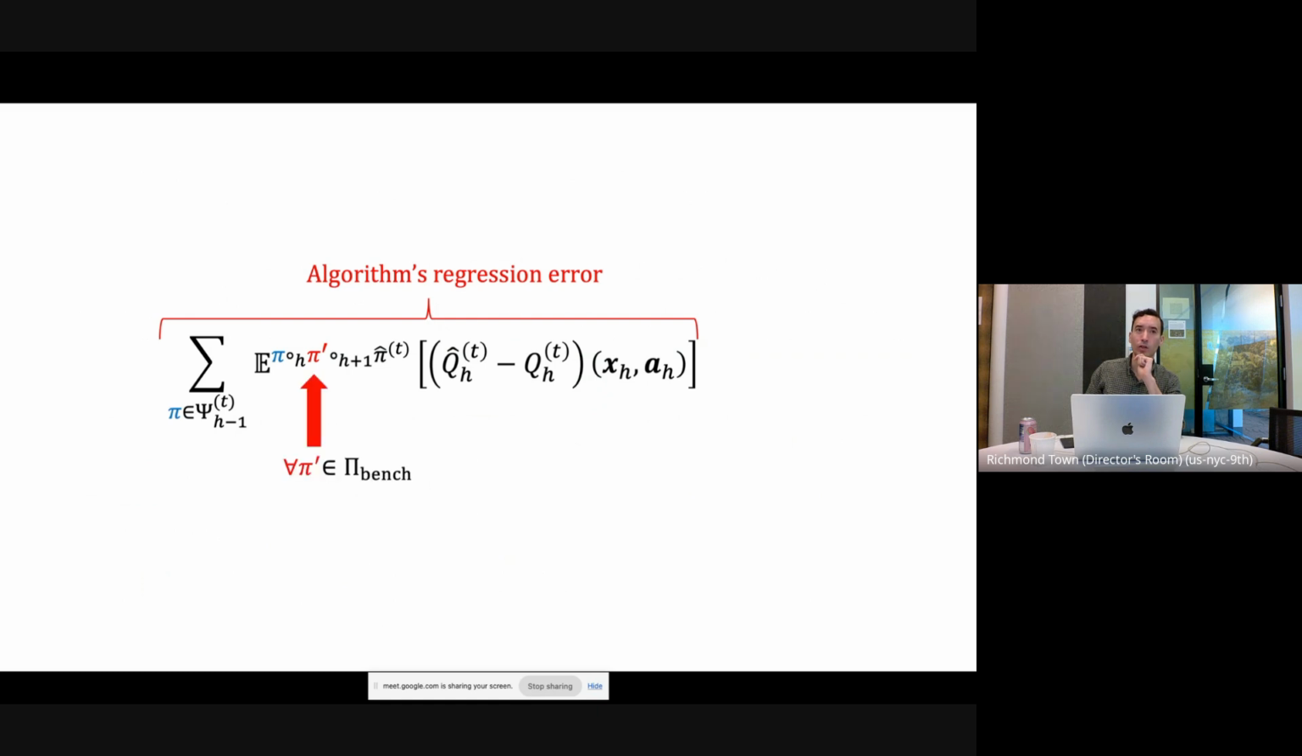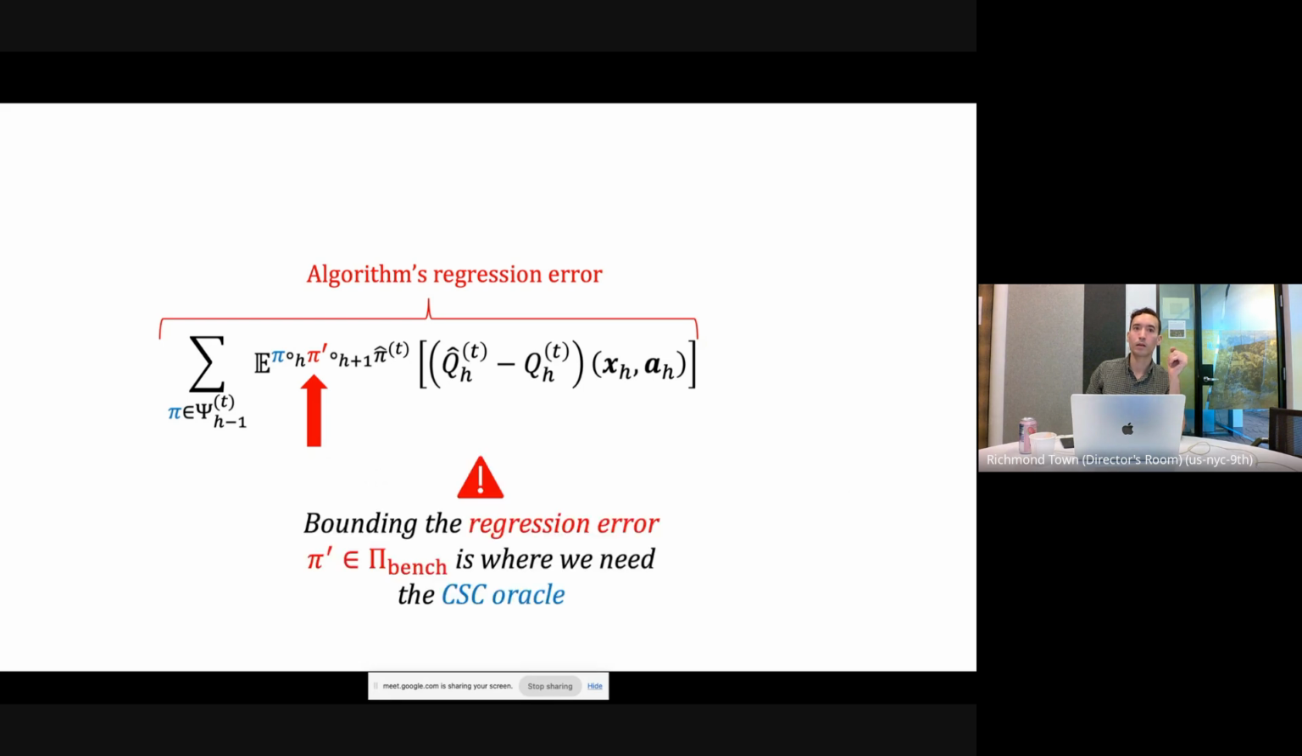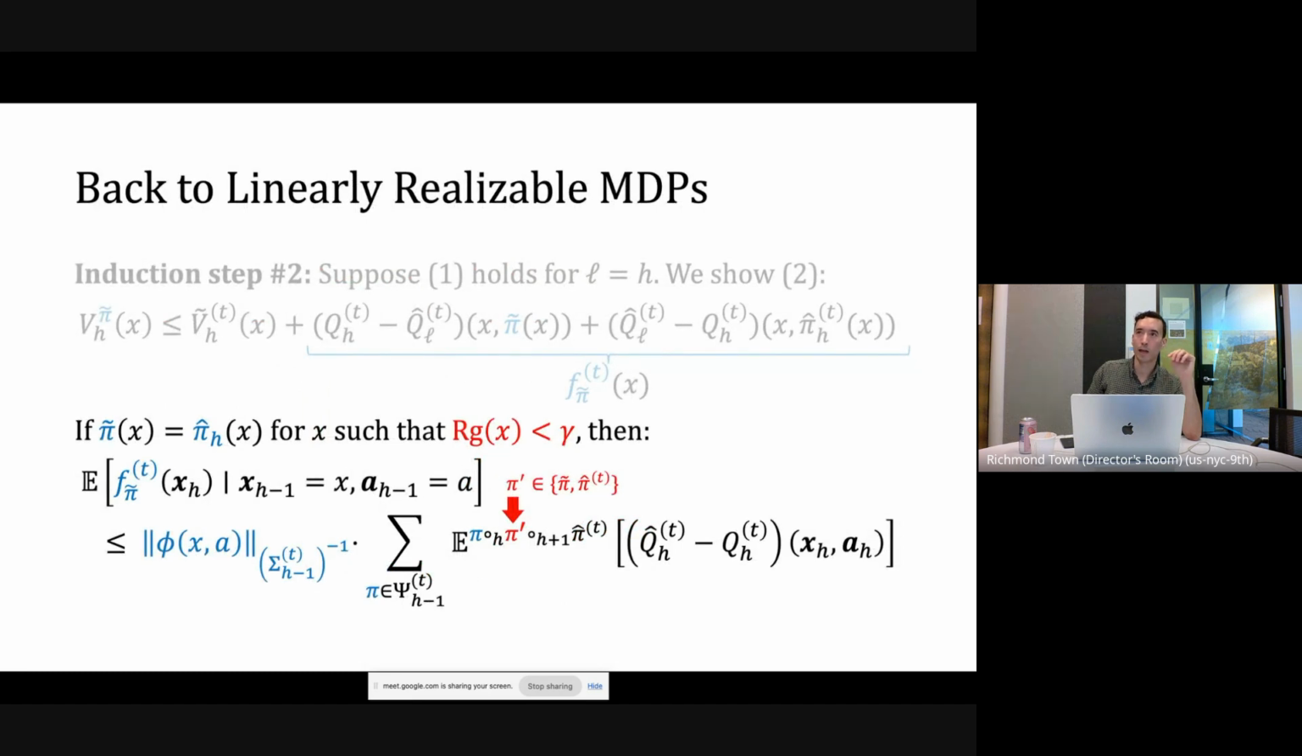So a quick note here: we need this regression error to be small for all pi tildes in this benchmark class, because we need to include pi hat itself and the choice of pi hat star. And it is precisely because we require this regression error to be small for all pi tildes that we require this classification oracle, because we need to do some optimization over policies in this class. If we can remove this requirement, then we'll get something that's end-to-end computationally efficient, but I don't know how to remove it. But anyway, let's come back here.